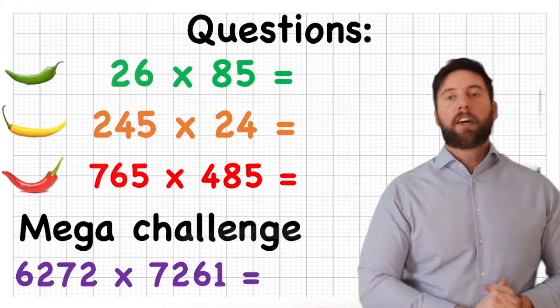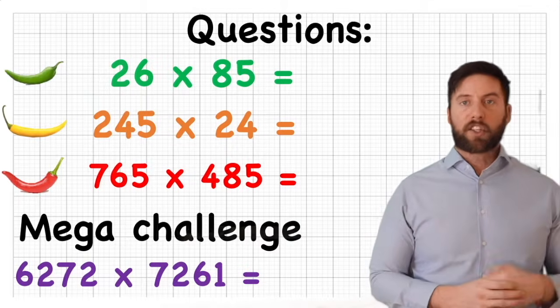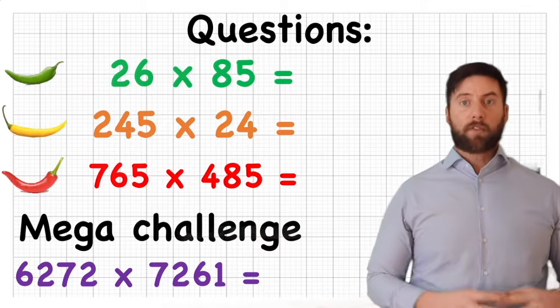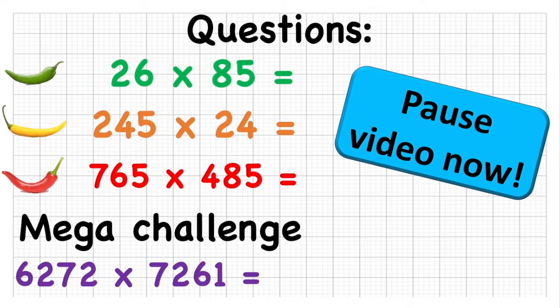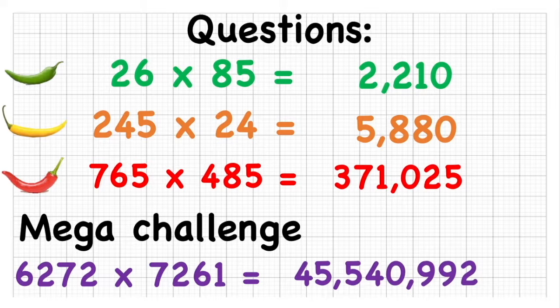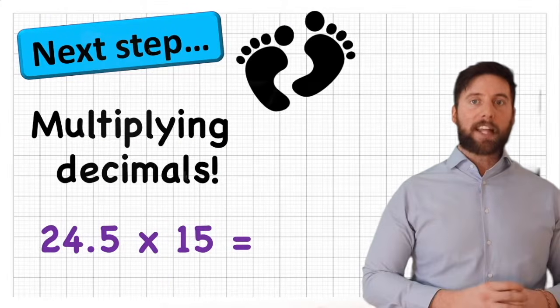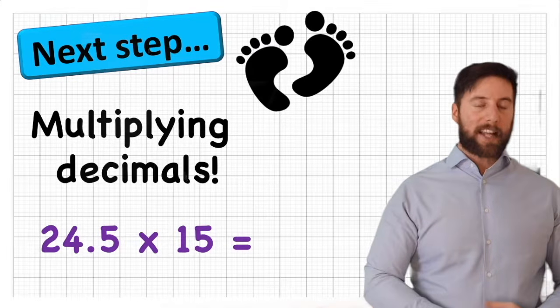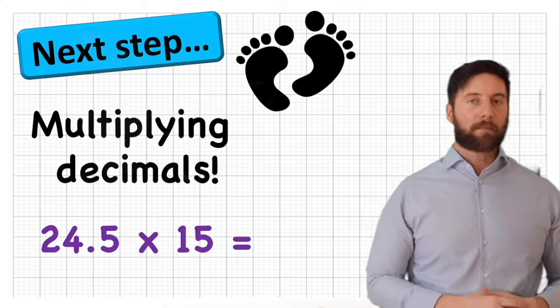Okay, well done. Right, I'm going to put some questions for you on the board here, guys. I'm going to put 4 questions. There's a green, an orange, and a red. So challenge yourself. If you get all 4 of these right, you are ready for our next step, and that is multiplying decimals. That is our next progression in our understanding of multiplying.